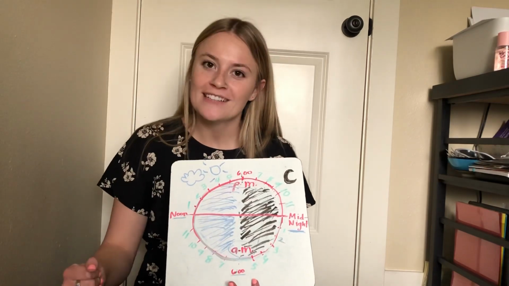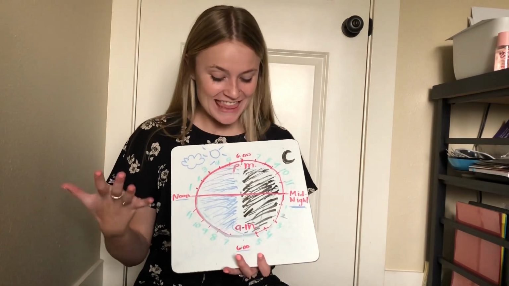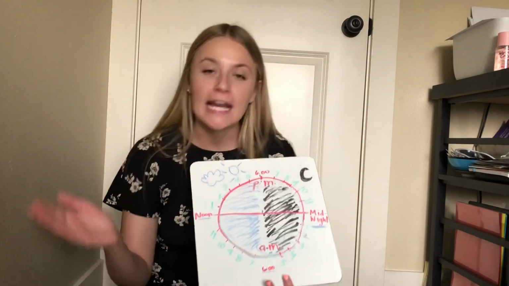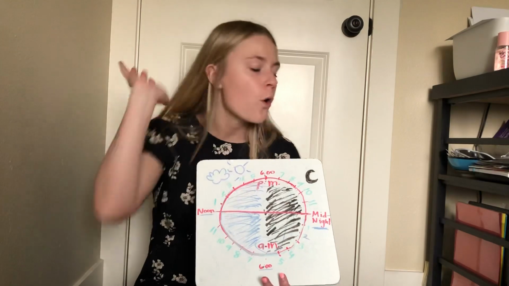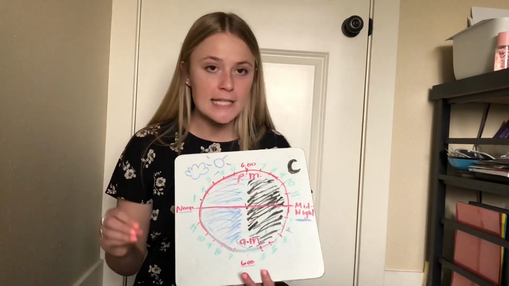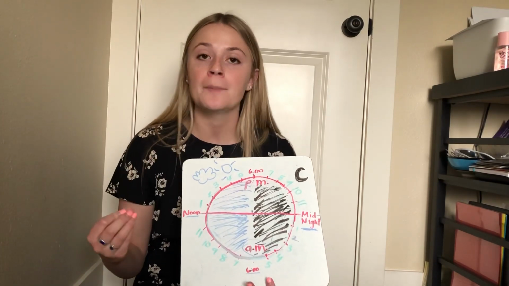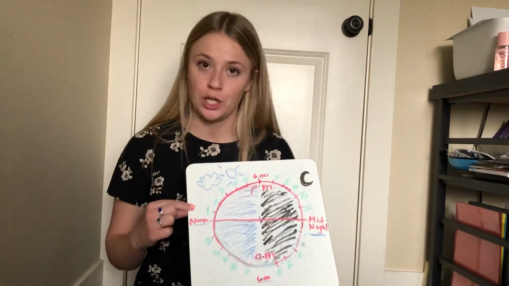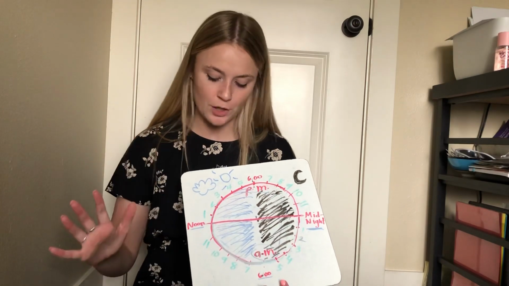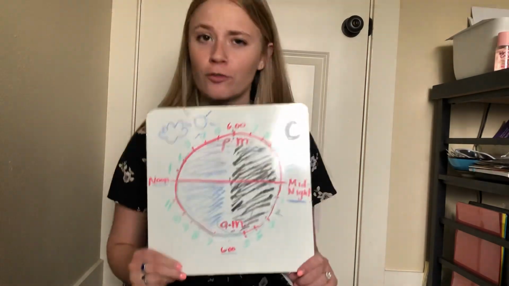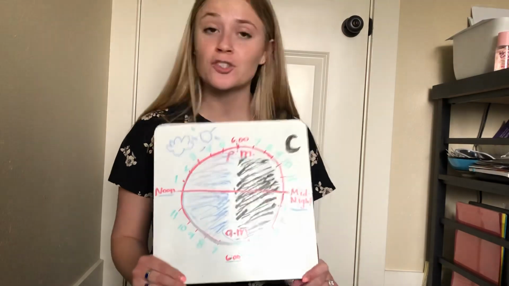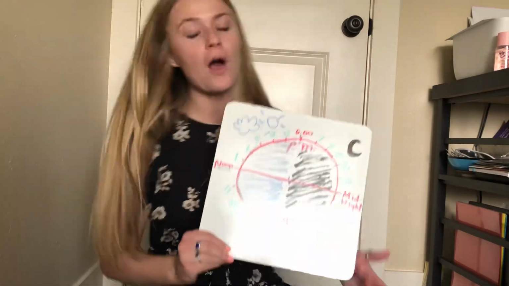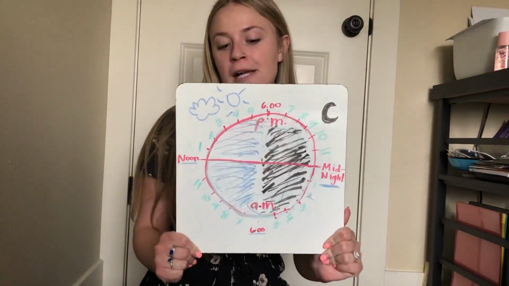So basically what I'm trying to say is that we can't say it's AM or PM based on how light it is outside. Okay, so get that out of your brain. We say that it's AM or PM based on if it's after midnight or afternoon. I hope this is helpful. I did the best drawing I could of the moon and the sun, so I hope this is a good visual for you.